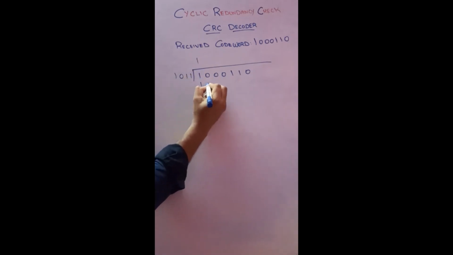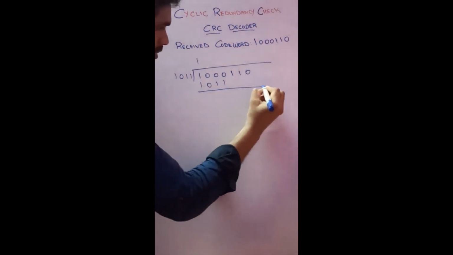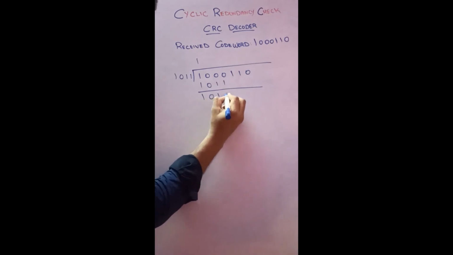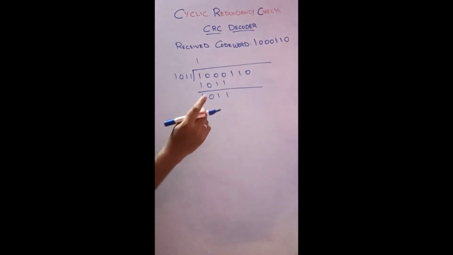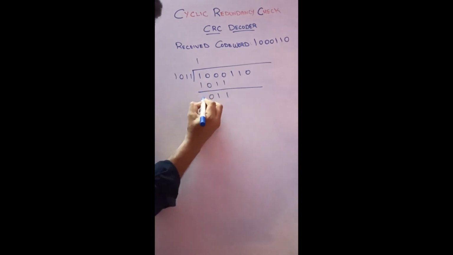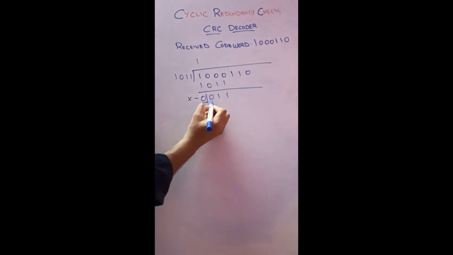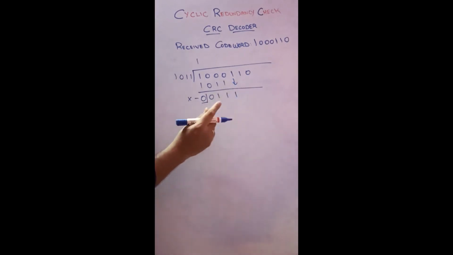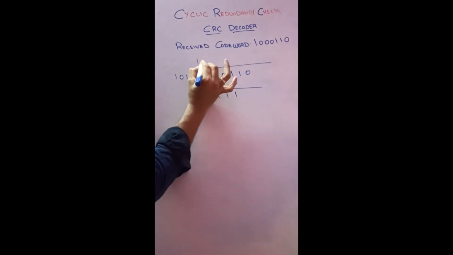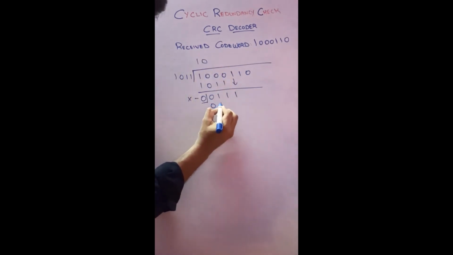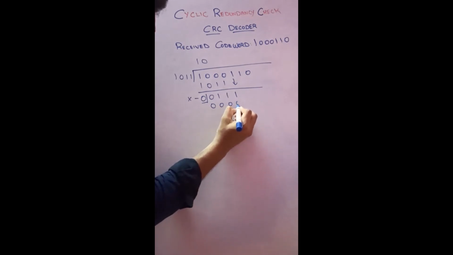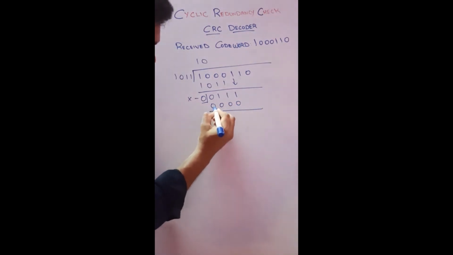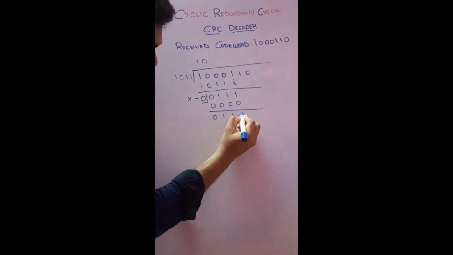1 times 1011, so it is 1011. Sorry, this is actually 0. You are supposed to remove this and look into the most significant bit. The most significant bit is now 0. You have to drop down the next bit. And since the most significant bit is 0, you are supposed to multiply the divisor with 0. So it will be like this. Now 0, 1, 1, 1.